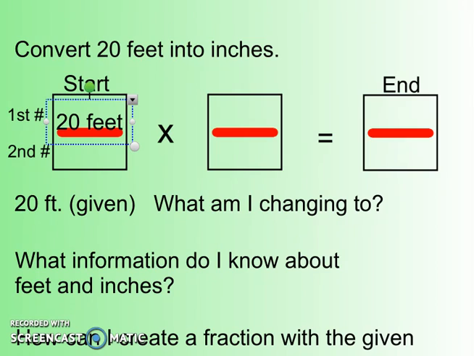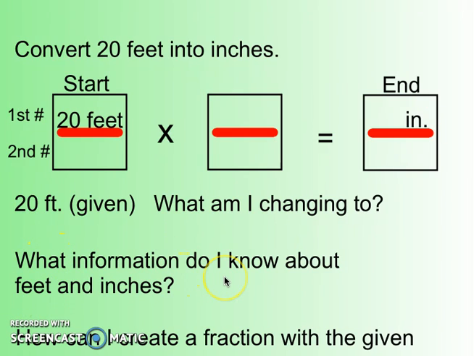And so I'm going to put it in the start box. And what do we want to end at? We want to end at inches. So we're going to write inches at the end. And I can abbreviate it and just put IN for inches. And so we got to get from feet to inches. So what am I changing to? We figured it out. We got what's given. This is what we're changing to.